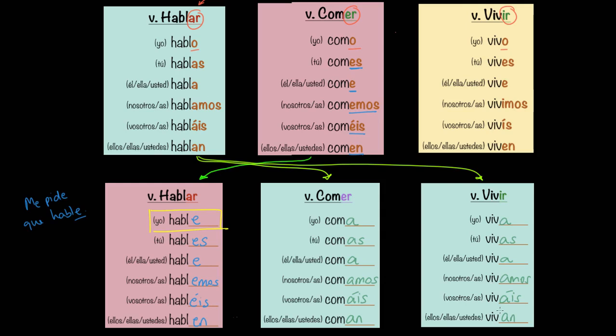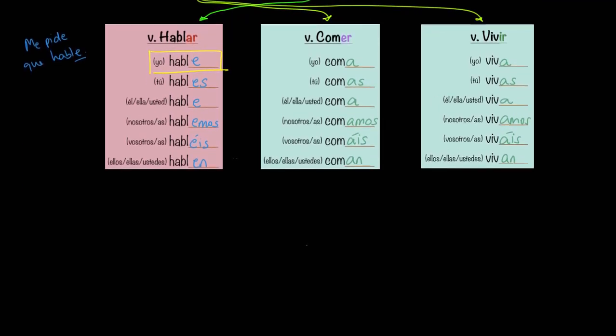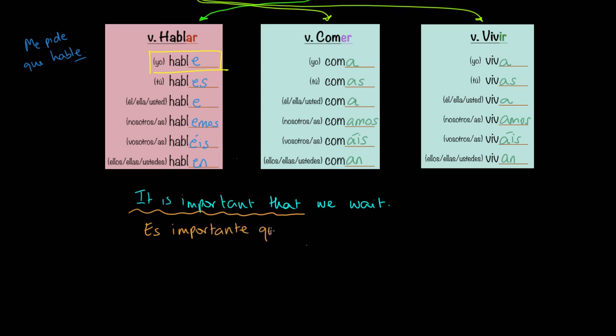So pretty easy really in terms of endings. Let's have a look at a couple of examples of this present subjunctive in a sentence. If I want to say in Spanish, for example, it is important that we wait, notice that this "it is important that" is one of the expressions that in Spanish require the subjunctive. In Spanish this expression is es importante que.